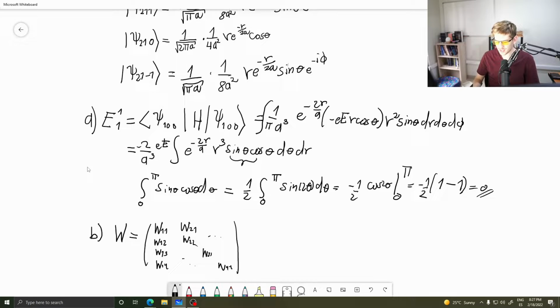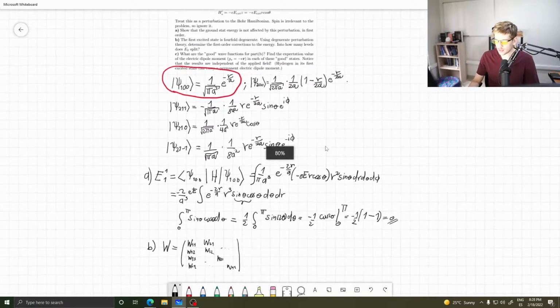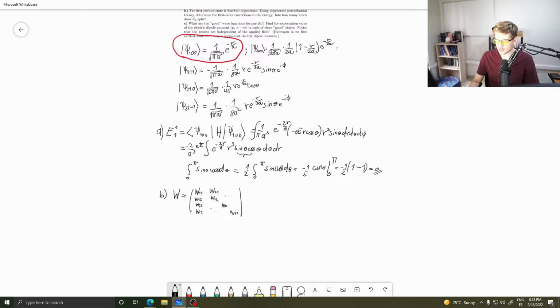Sorry, I'm getting over a flu. Okay, so we need to find each one of these elements, which is going to be a bit of work, but that's just life.